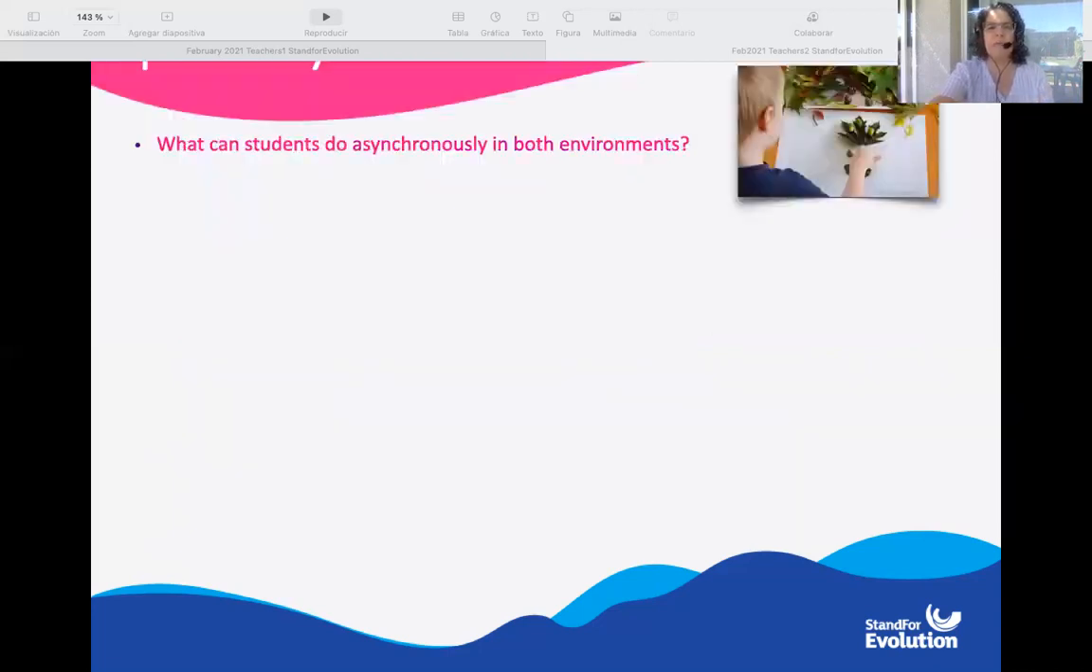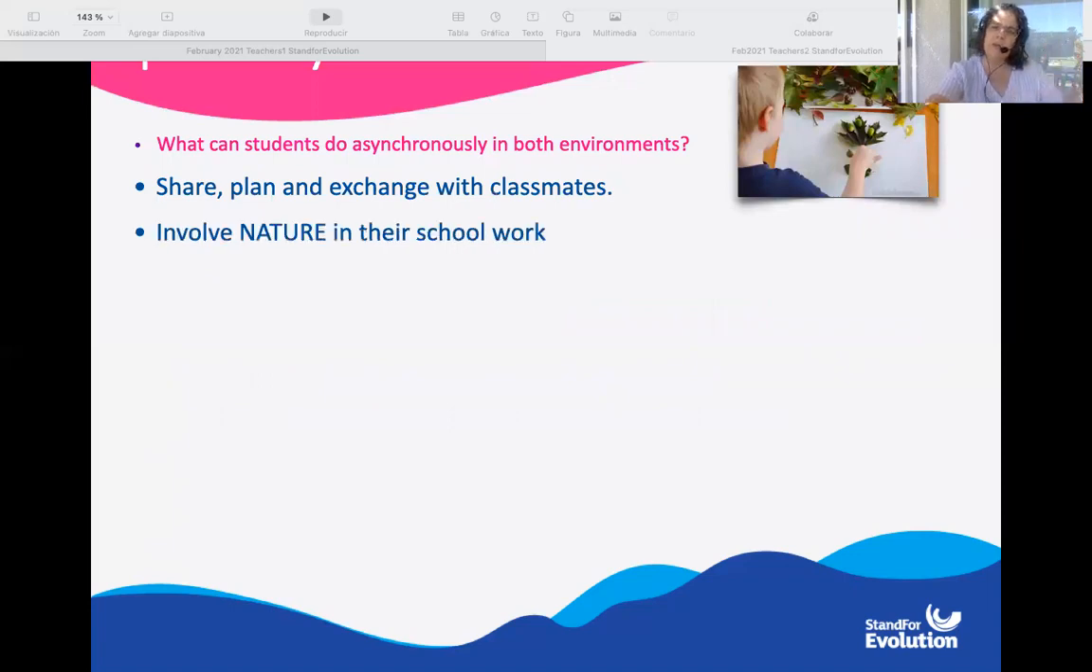And now, what can students do asynchronously in both environments? Which are the assignments you're going to plan for them to continue learning, right, once the lesson has finished? So maybe the learners can meet in a team and share, plan, and exchange with other classmates about things that happen in class. Maybe they can involve nature somehow into the schoolwork.